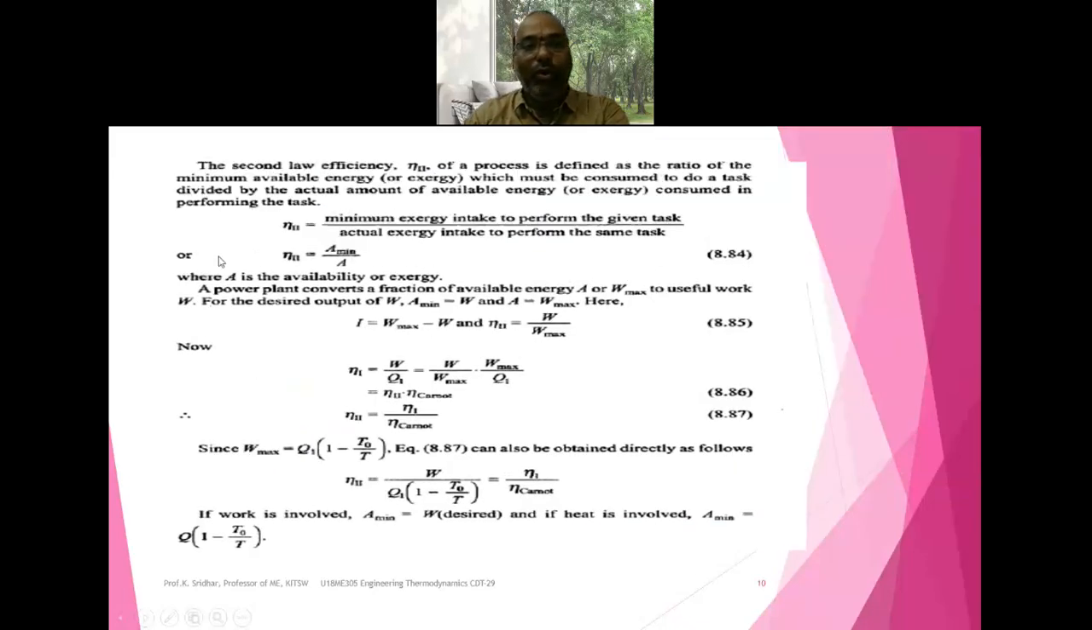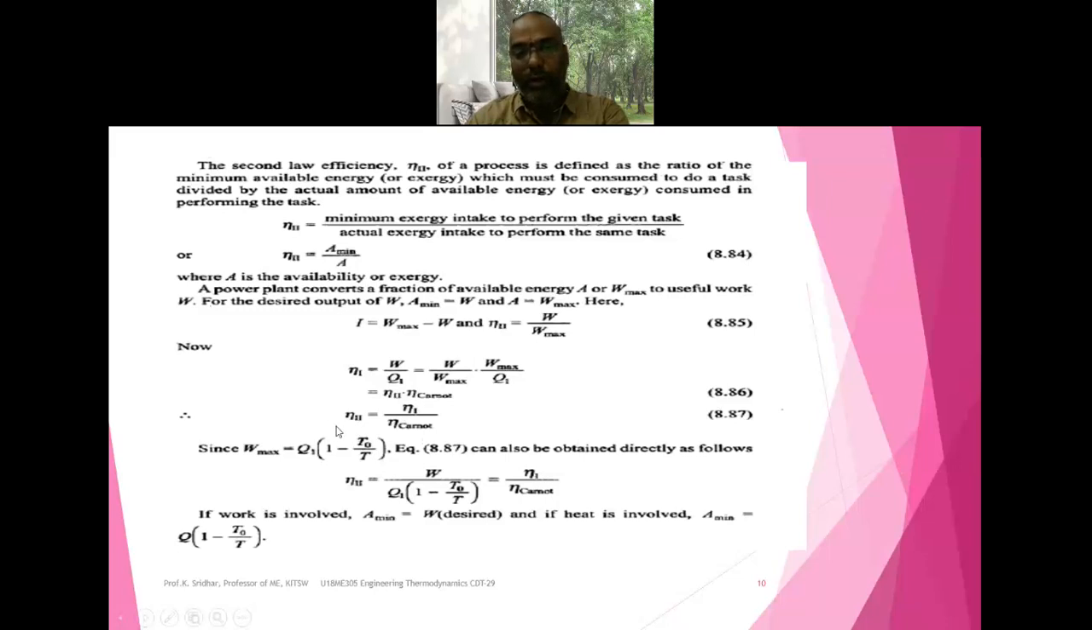So here, how can we define the second law efficiency? Because the last concept is the second law efficiency. The second law efficiency is basically defined as the ratio of the minimum available energy which must be consumed to do a task divided by the actual amount of available energy consumed in performing the task. That is, second law efficiency is nothing but A minimum by A.